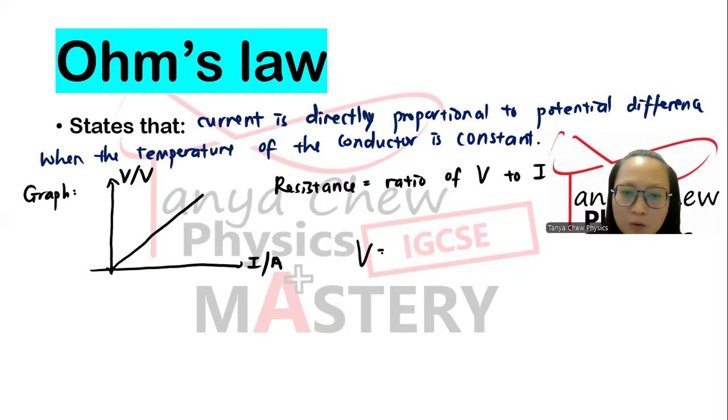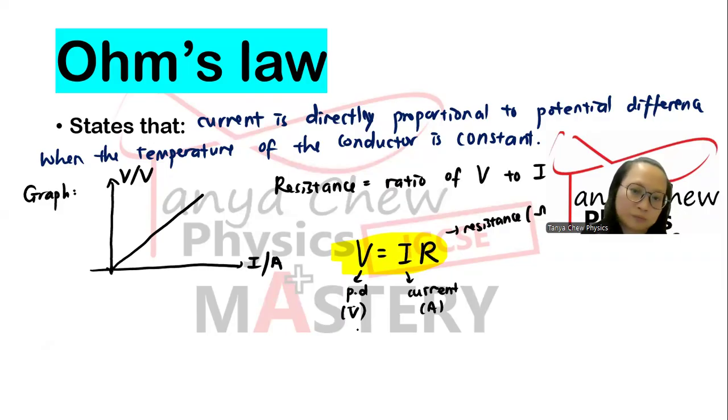So Ohm's law formula, V equals IR, where V represents potential difference, PD, I represents current, and R represents resistance. Unit of resistance is ohm. Unit of current is ampere, unit of PD is volt. That is Ohm's law.